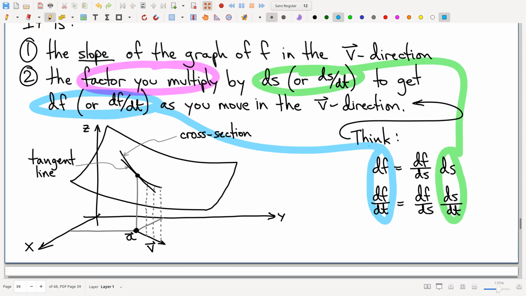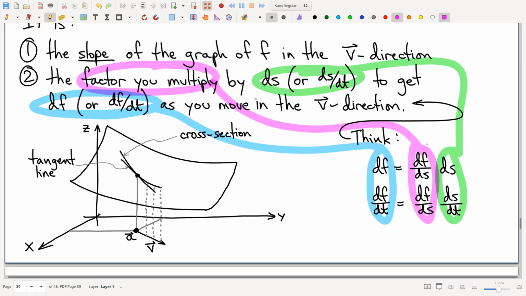Now, what do you think we should call the thing that you multiply by ds to get df? And related question, what do you think we ought to call the thing that you multiply by ds dt to get df dt? And the obvious answer in both cases is df ds. This is a lovely choice of notation.